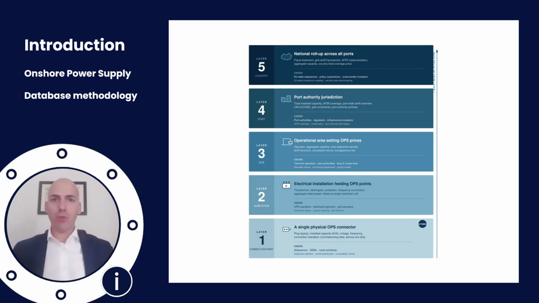From there, it's going to the electricity grid. And this layer, layer 3, is most important to us because that defines the pricing mostly, because there is a single owner there. And then you can combine all the different terminals up to port authority level, and then you can do it on a national level. And then you have basically everything rolled up.